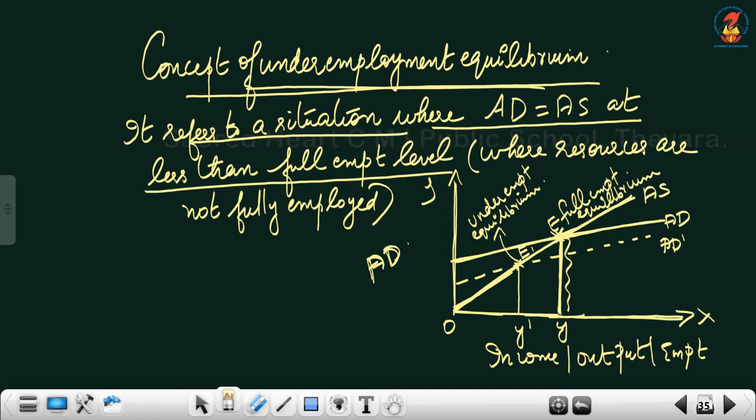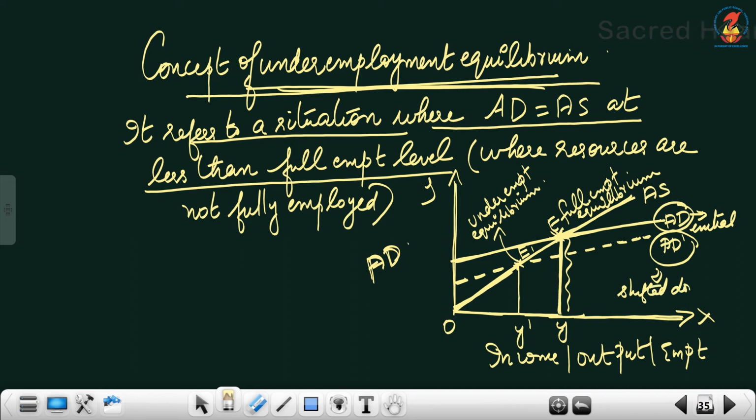Full employment equilibrium, which we have learned initially. Now, we are going to learn underemployment equilibrium. Let us see what this underemployment equilibrium is. Underemployment equilibrium can happen when aggregate demand is falling from the initial stage. This is the initial aggregate demand curve. I can write it as the initial aggregate demand curve. Now, this is a new aggregate demand curve which has shifted downwards.